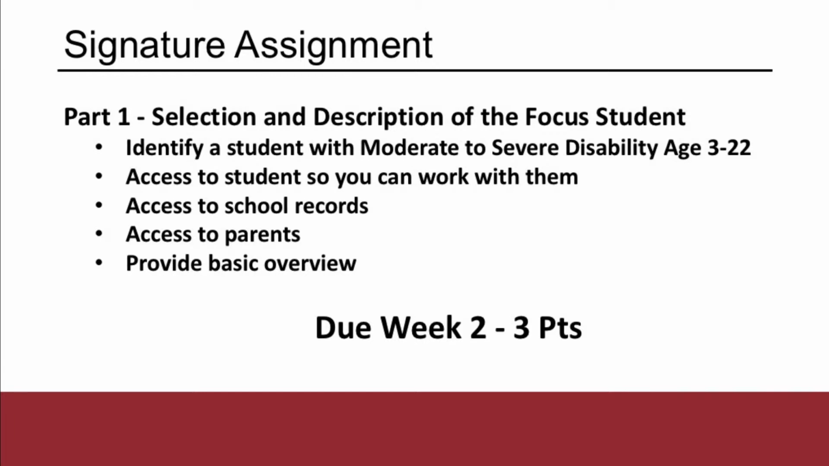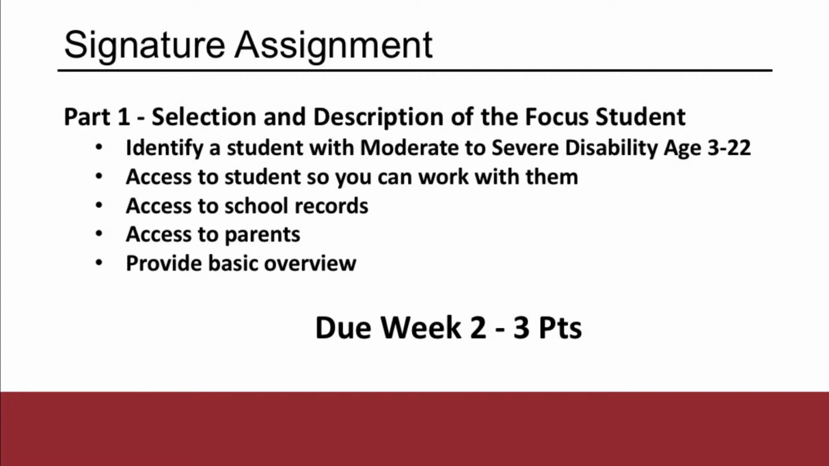They do have to be someone who is categorized as having a moderate to severe disability that you have access to, that you can actually work with and collect some data yourself. You need access to their school records for this assignment, and in the future you'll be talking heavily to the students' parents. So they will be very much involved in helping you collect some information. So in this first assignment, you're just identifying the student and giving some sort of basic overview of who they are based on the written documentation that you can find in school records.